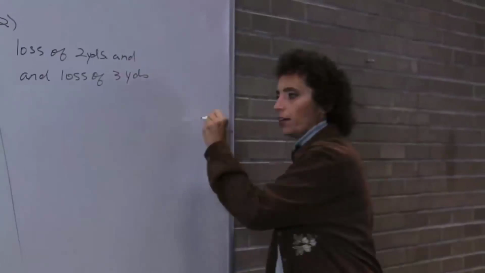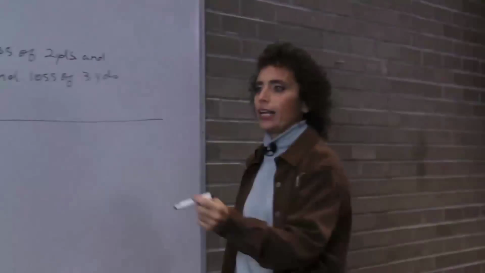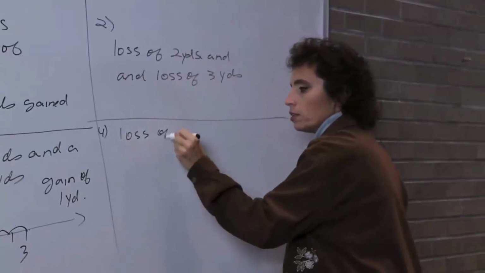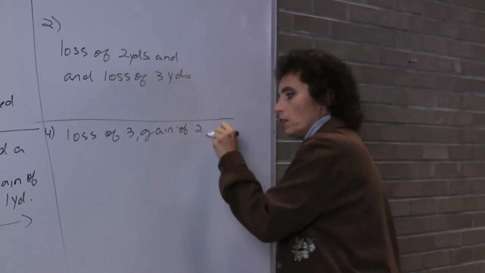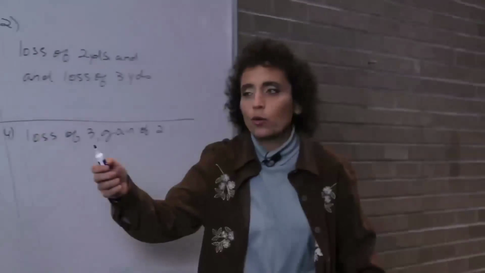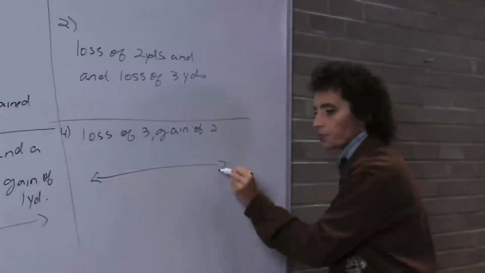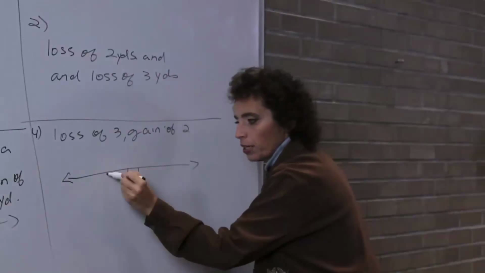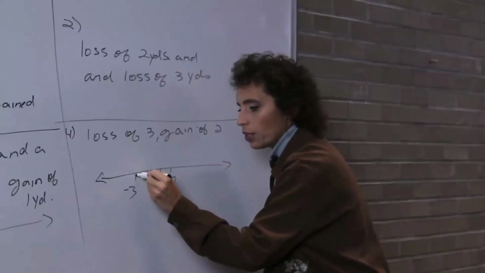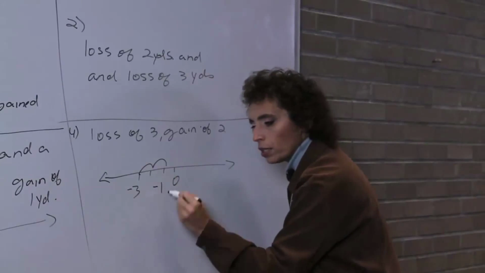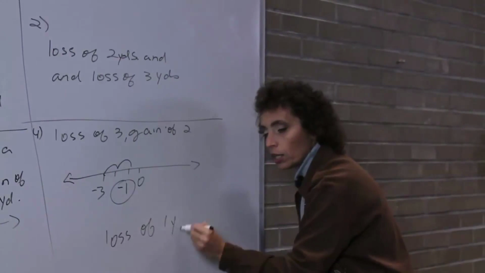The final question is question 4, which states a loss of 3 and a gain of 2. Loss of 3, and again, see, this is how you know math teachers look, less words every time I write. Loss of 3, gain of 2. Well, a loss of 3 would take me to -3, but now we have a gain of 2, so we're going to come to the right. A gain of 2, 1, 2 would have me at -1. -1 tells me I have a loss, because it's negative, a loss of 1 yard.